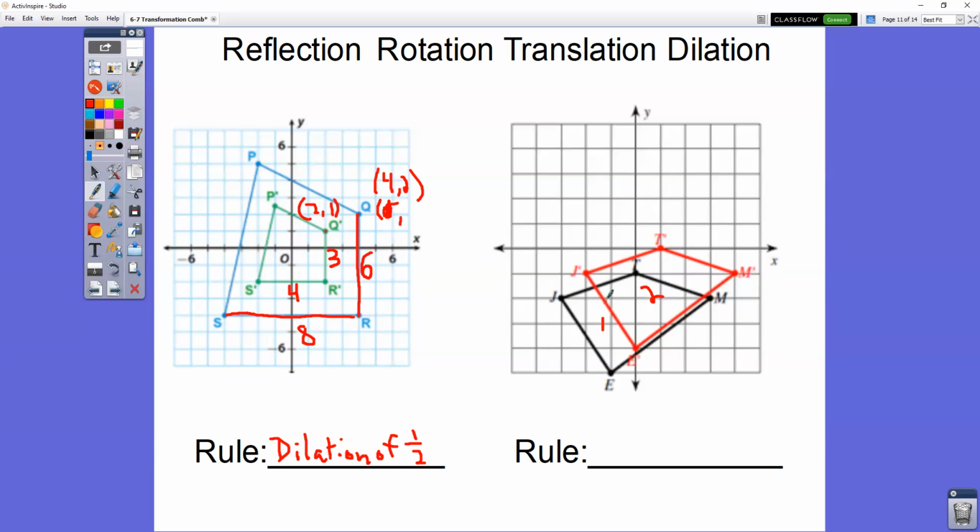How do you get from the black to the red? I can see that it's being slid. So this is a translation because we are sliding the picture. How much are we sliding it?